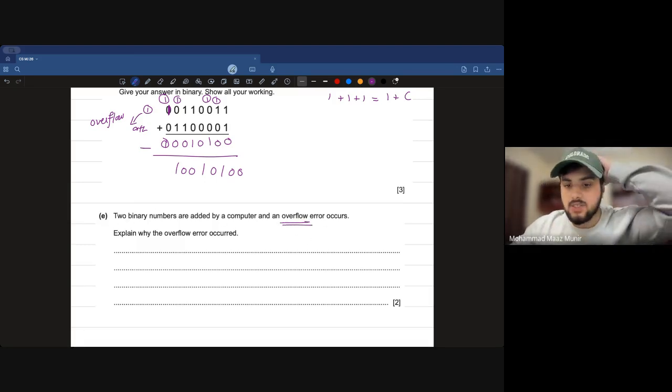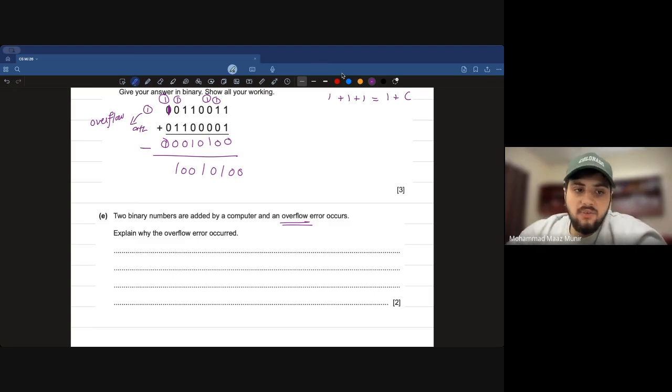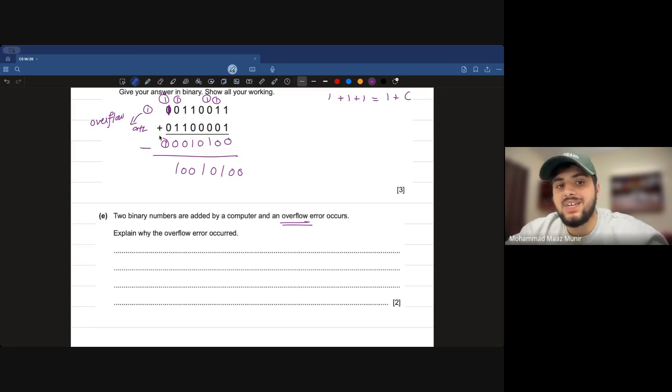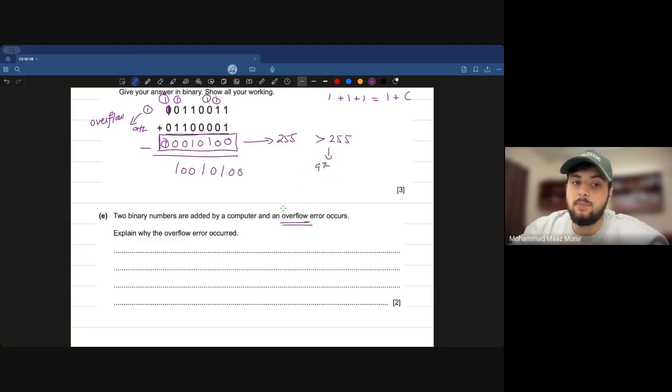And now the last part of this question is asking what if an overflow error occurs, and you just need to explain why it occurs. So you need to give 2 points. The first point is that your overflow occurs because you went into the ninth bit. Now going to the ninth bit means that you're exceeding the maximum possible value of the 8 bits. So a register of 8 bits can maximum have the value of 255. This means that when you exceed 255, you're going to go into the ninth or upcoming bits, which means an overflow error might have occurred.